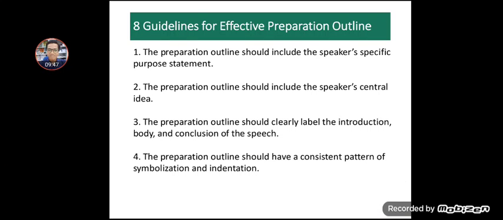So these are 8 guidelines for effective preparation outline. According to Lucas, the first guideline is the preparation outline should include the speaker's specific purpose statement.